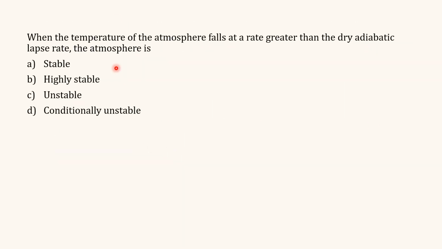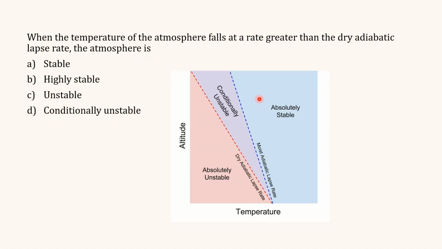Next question is, when the temperature of the atmosphere falls at a rate greater than the dry adiabatic lapse rate, the atmosphere is stable, highly stable, unstable, or conditionally unstable. As we know, if the environmental lapse rate is more than the dry adiabatic lapse rate, the atmosphere is unstable. So option C is the correct answer.